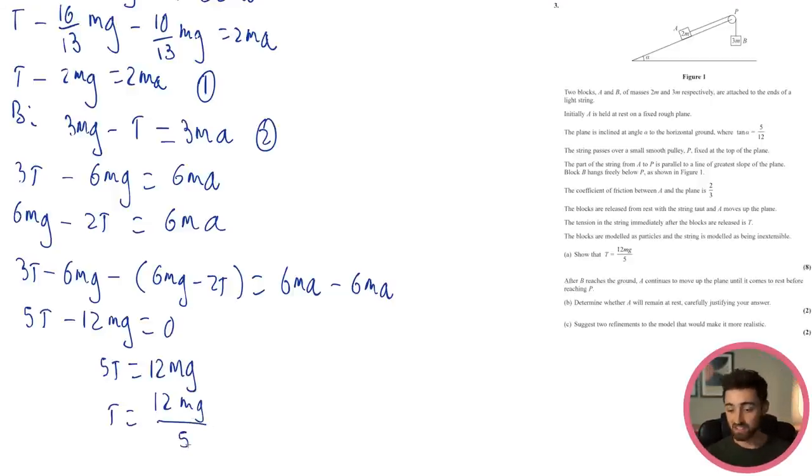They could have asked for anything. It's always going to be, always, always, always just going to be F equals ma, do some simultaneous equations. You're always going to be doing the same thing. I promise you that.